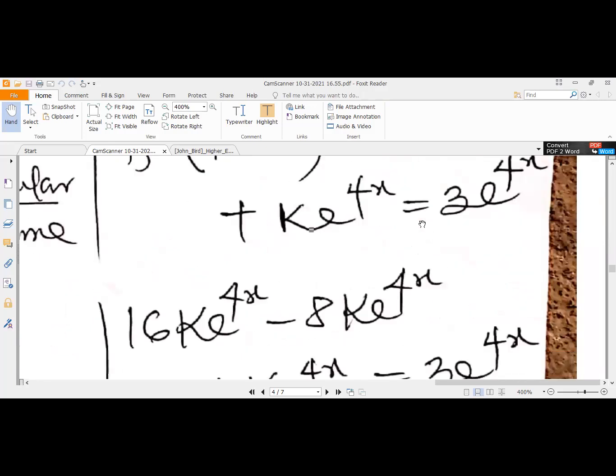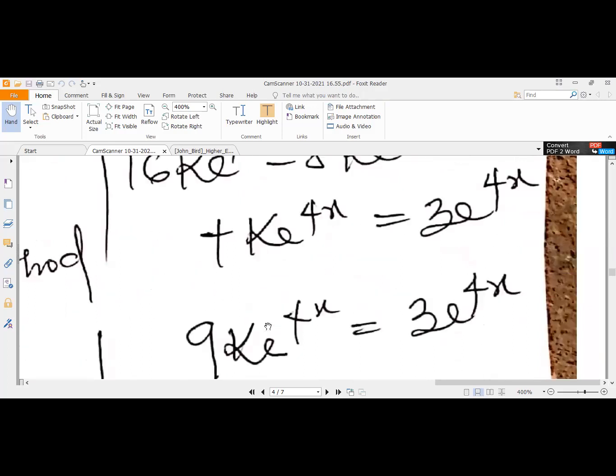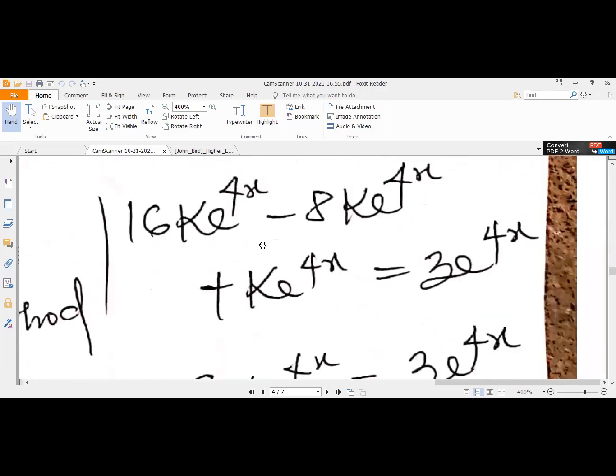So that will give me minus 8. Then k exponential 4x. So this one, I don't need to differentiate, then I will have it the same thing like this. Now look at the 16 minus 8 plus 1. That will give me what? 9. 16 minus 8 is 8. Then plus 1. You know that all of them, they're having k exponential 4x.